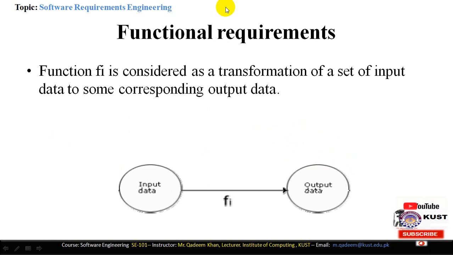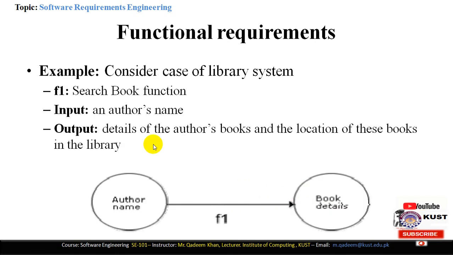So functional requirements can also be depicted diagrammatically. For example, function Fi is considered as a transformation of a set of input data to some corresponding output data. For example, this is the input data. Here we will specify Fi, and this will convert into the output data after processing done by Fi. Now this is an example of the functional requirements.